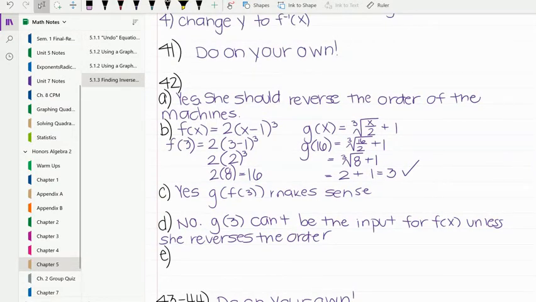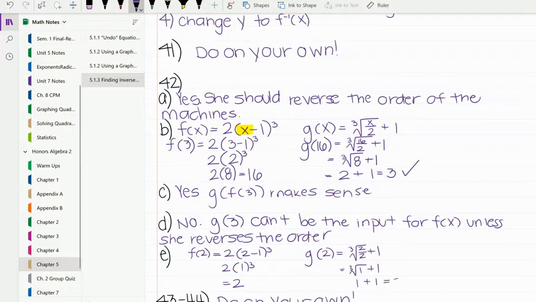If we chose 2, for example, and put it in for x here, I'll go ahead and write this out. So f of 2 equals 2 times 2 minus 1 cubed. So 2 times 1 cubed, which would just be 2. Now, because when I put in a 2, I got out a 2, I'm going to take that output, and I should get a 2. So g of 2 equals the cube root of 2 over 2 plus 1, which is the cube root of 1 plus 1, which is 1 plus 1, which is 2. So we are going to conclude that yes, it works for any input.